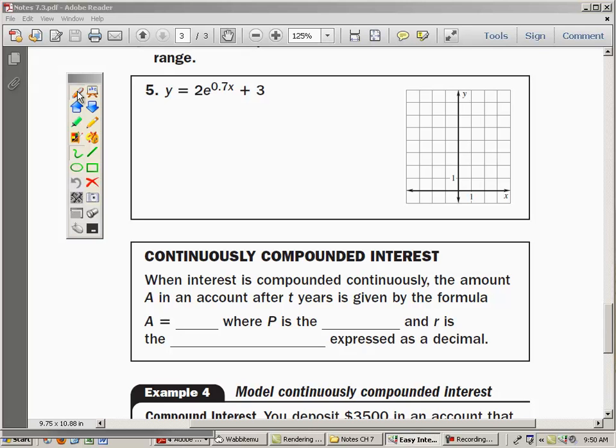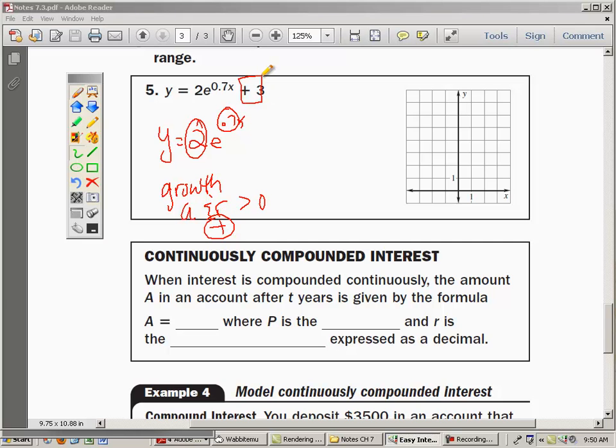All right, let's examine the parent first. y equals 2e to the 0.7x. Once again, this is positive and this is positive, so this is going to be exponential growth, because a and r are both greater than 0. They're both positive, so that's going to give me exponential growth.